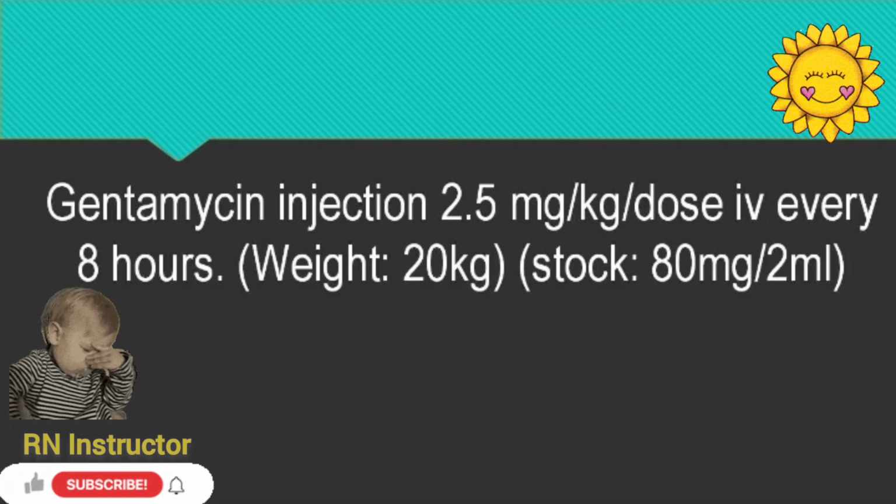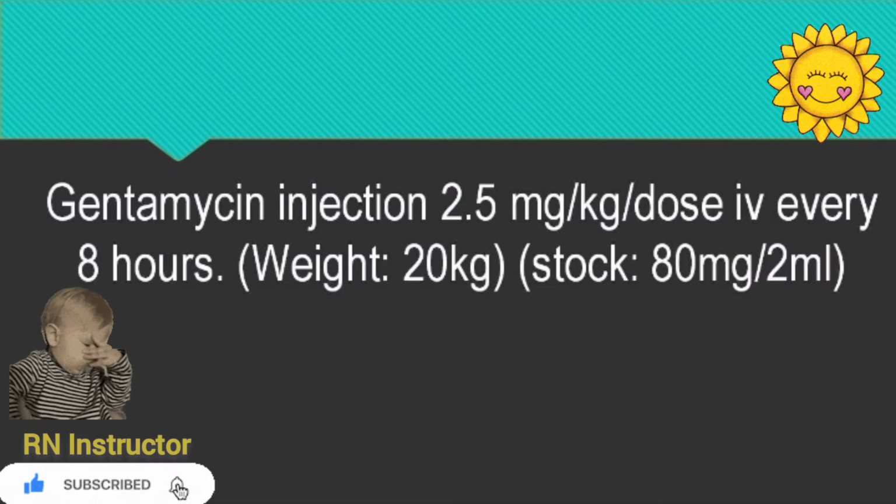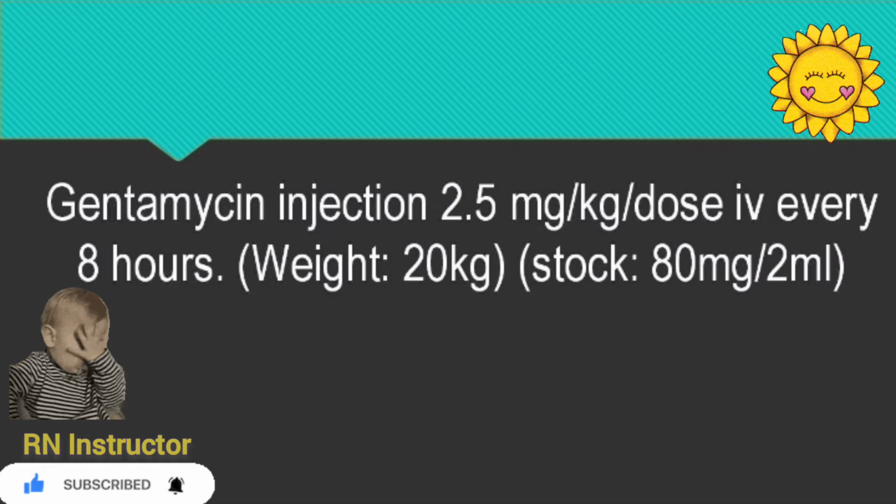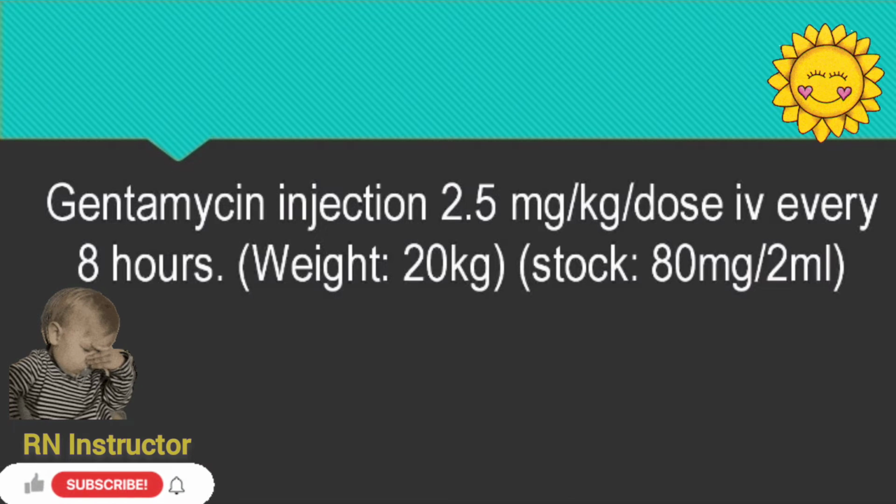So the question is gentamicin injection 2.5 mg per kg per dose. Okay, in each dose you need to give only 2.5 mg per kg, every 8 hourly. Here the weight of the patient is 20 kgs and the stock on hand is 80 mg in 2 ml. So here first of all you need to convert the 2.5 mg per kg.